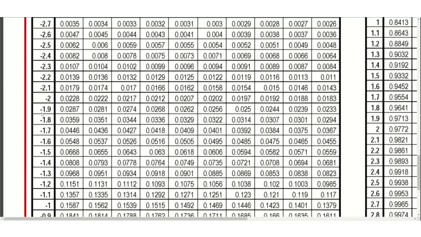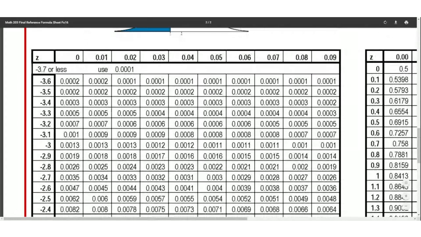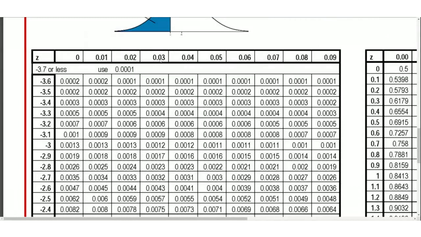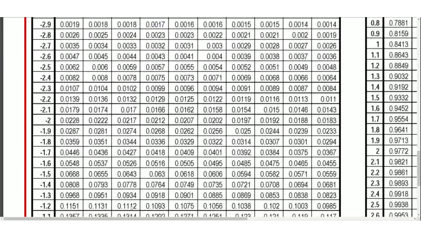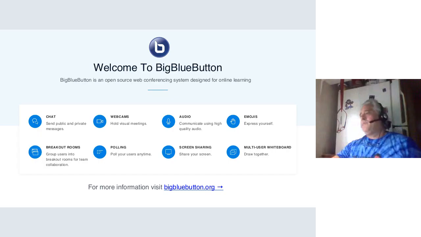We've determined the row. Now, how do we determine the column? Well, if it's just -1.2, then this is it, the first column. And then you start adding 0.01 as you go across. So it's 1, 2, 3, the fourth column, because that's the 0.03. So 0.1093. That's about 11% of the data. About 11% of the data is to the left of -1.23.